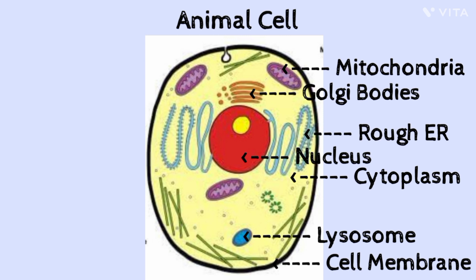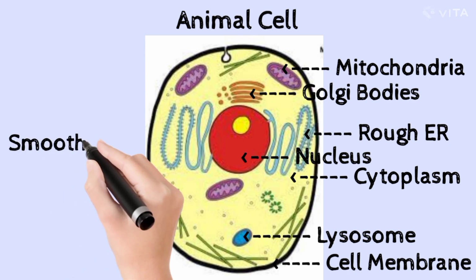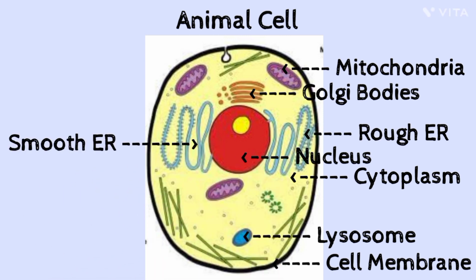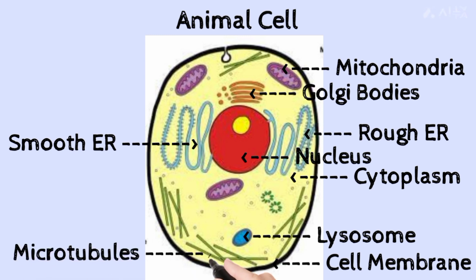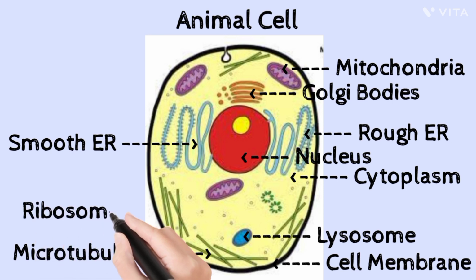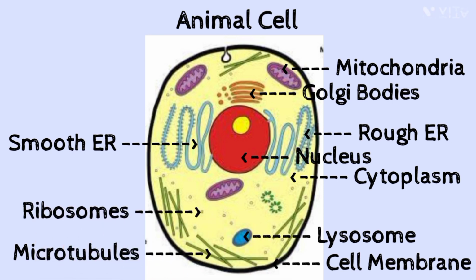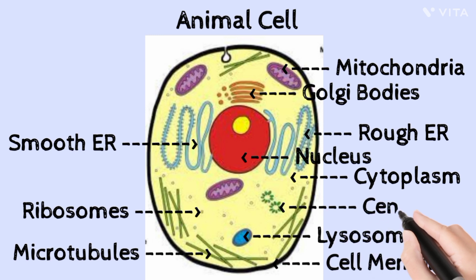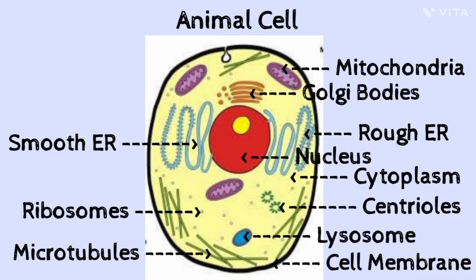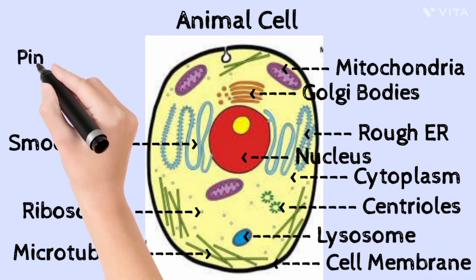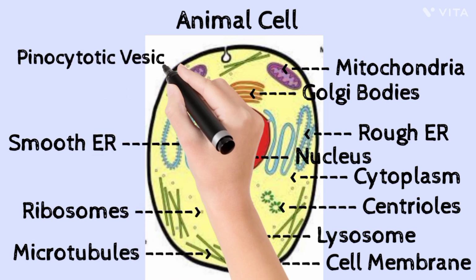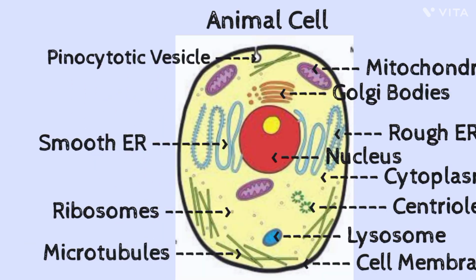Lysosome is known as the suicide bag of the cell. Smooth ER, it is known as smooth endoplasmic reticulum, where there are no ribosomes attached to it. These are the microtubules, the green like structure, and the pink small structures are the ribosomes, which are used for protein synthesis. Centrioles, they assist in cell division, and pinocytic vesicle.